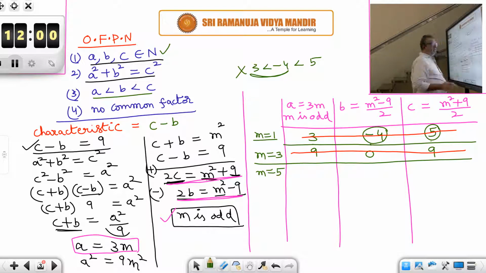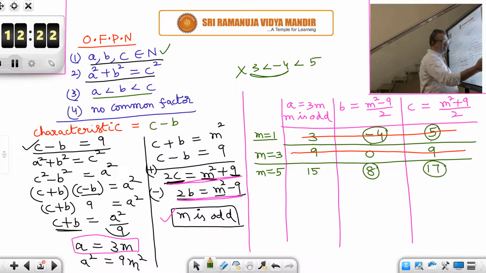Next odd number. 15. 5 square, that is 25 minus 9, 16 by 2, that is 8. 5 square, 25 plus 9, 34 by 2, 17. Once the value of B is obtained, you can get the value of C just by adding 9. Because C minus B is 9 here. Is it not? Characteristic is 9 means C minus B is 9. So after getting B, just add 9, you will get the next number.